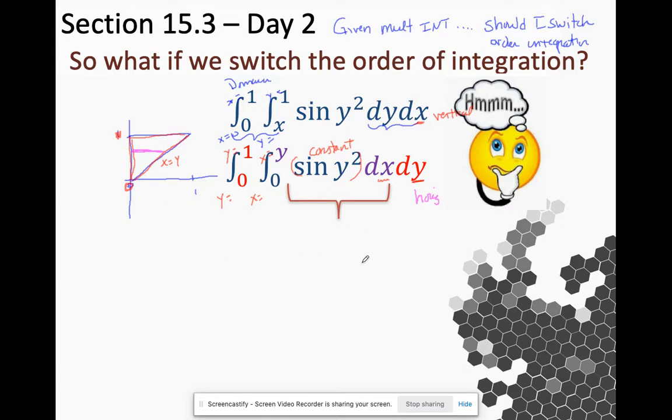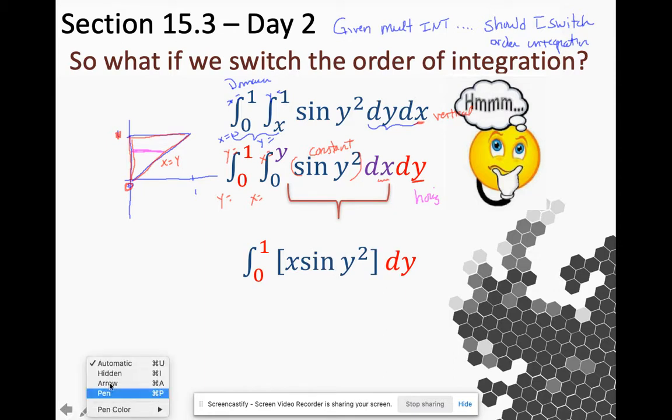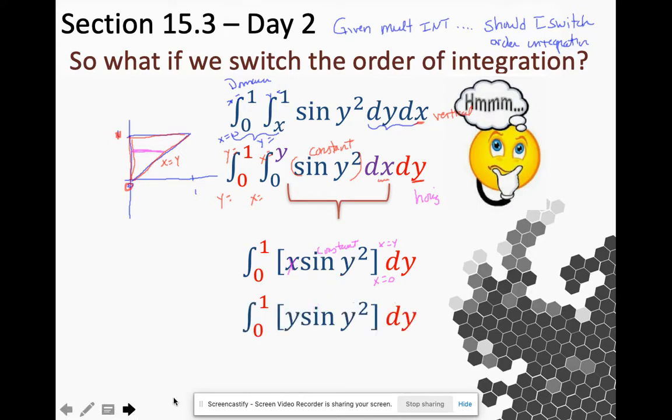So now let's go about and integrate this. Right? See what I did there? Just doing the inside. Since this is a constant, integrate a constant with respect to x. That's x times the constant. But I'm going to evaluate that at x equals y and x equals 0. So if I put in y, I get y times sine y squared. And then I get 0 times sine y squared, which of course makes the second part go away.